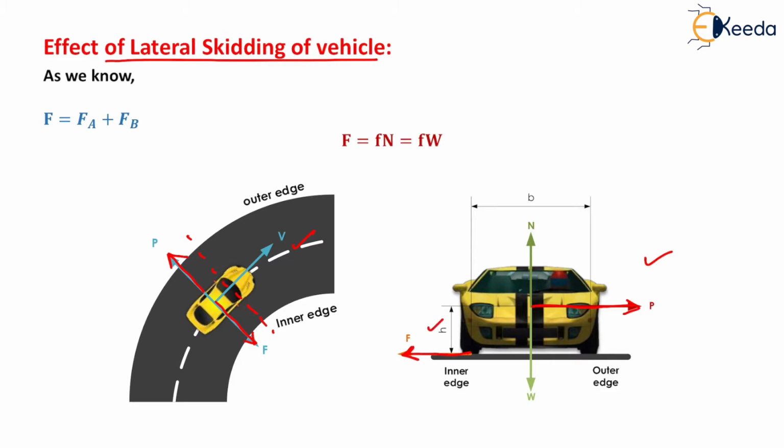This is the height, small h, and this is the width of the vehicle, that is B. Now the weight of the vehicle is acting in the downward direction like this, and the normal will be acting in the upward direction like this. So F will be equal to FA plus FB, that will be the friction at wheel A and friction at wheel B. We know that the value of frictional force will be equal to coefficient of friction into normal, that is small f into N. Now in this case N will be equal to W, so we will write capital F equals small f into W.